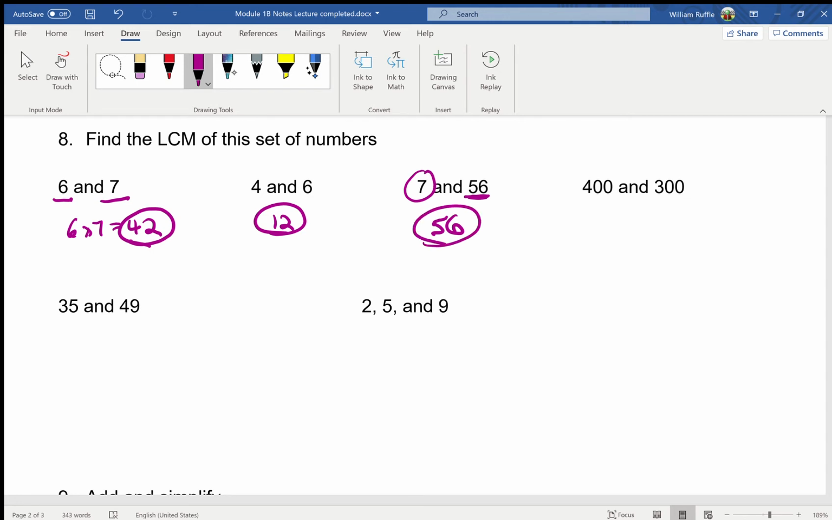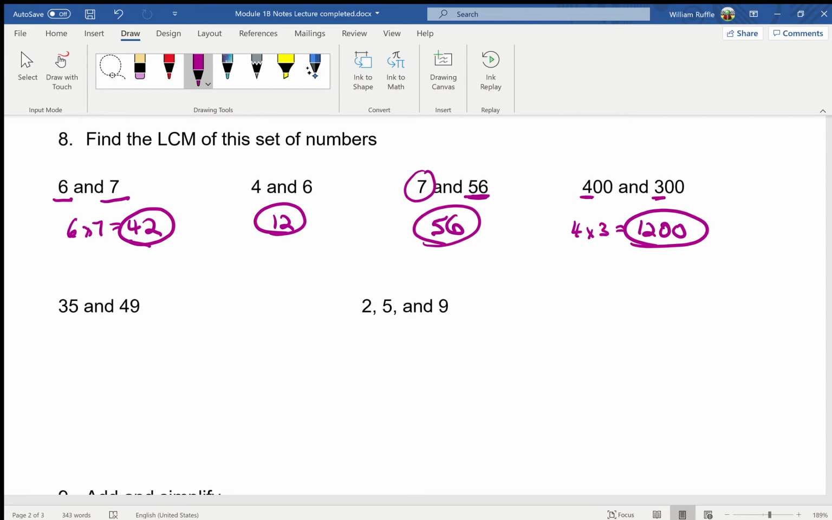Now, 400 and 300. Ugh. Neither one of these is on the multiplication chart by a long shot. But we can kind of ignore the zeros and just look at 4 and 3. Now, they have no common factors, so I just do 4 times 3, which is 12. And then I would just add the two zeros back. 1200, there's my least common multiple.